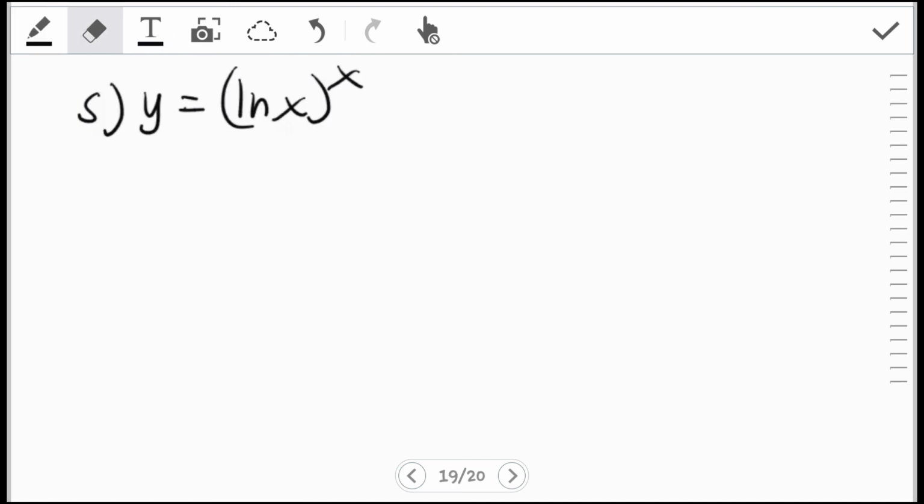So next problem. What is the first derivative of y is equal to the quantity ln x to the third x? So rewrite.